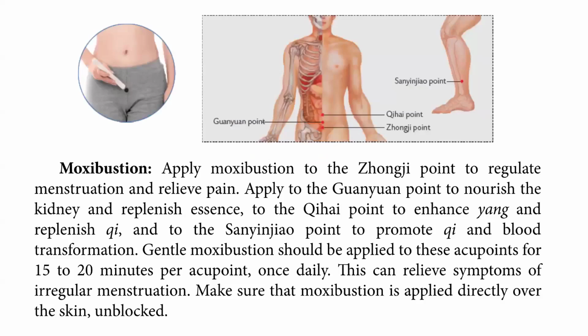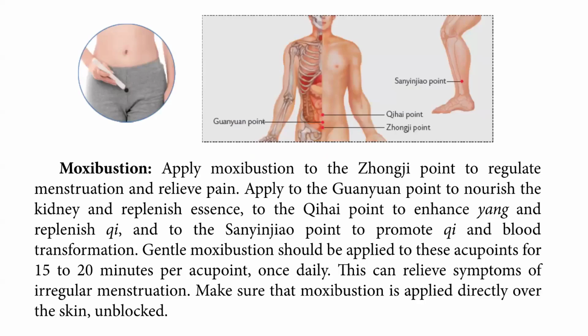Moxibustion. Apply moxibustion to the Xuehai point to regulate menstruation and relieve pain. Apply to the Guanyuan point to nourish the kidney and replenish essence, to the Qihai point to enhance yang and replenish qi, and to the Sanyinjiao point to promote qi and blood transformation.